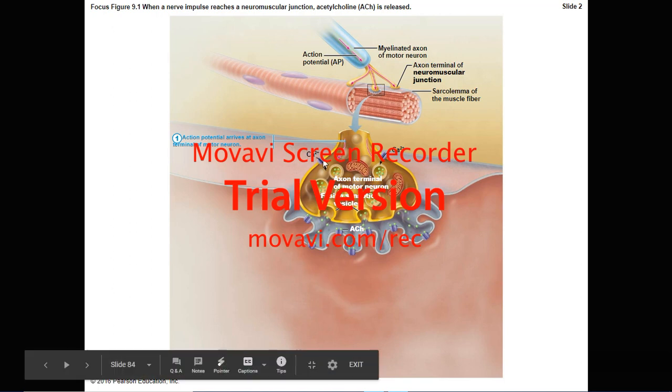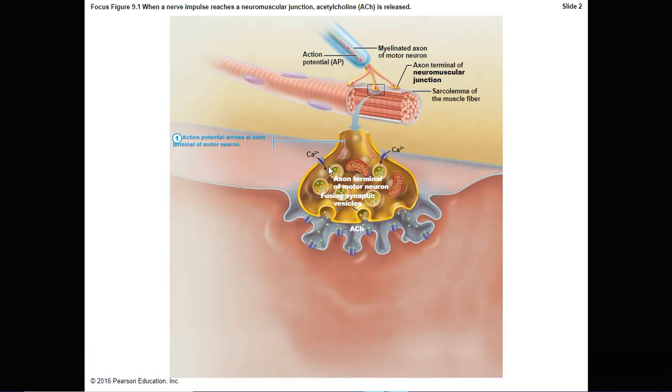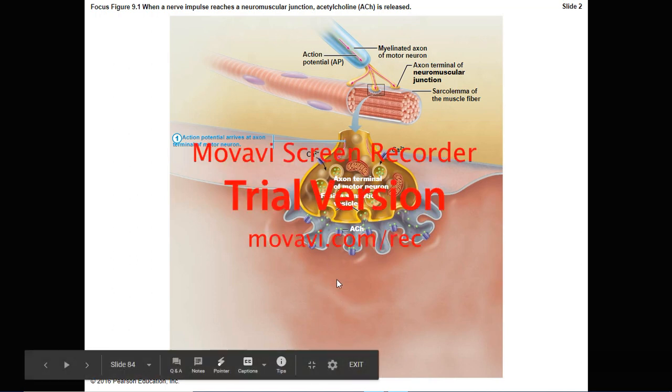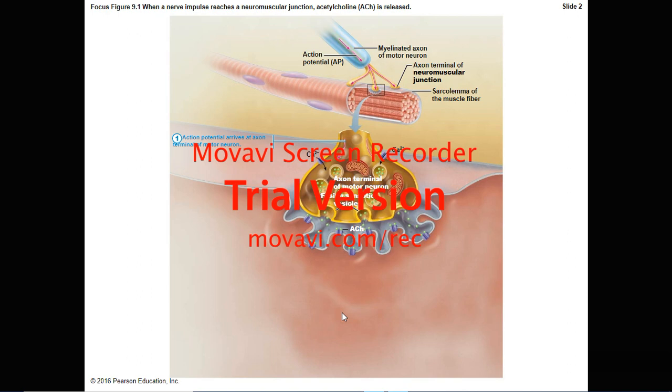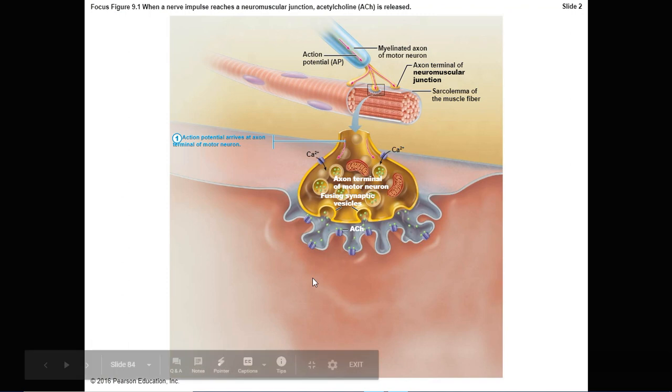So don't get confused. This calcium in the axon terminal plays a role in causing the acetylcholine to be exocytosed from the axon terminal, but then you can also have the calcium that's going to be released in the muscle fiber through the sarcoplasmic reticulum, which is going to be the last steps of muscle contraction. Okay, so don't get confused. Calcium is just playing two different roles.